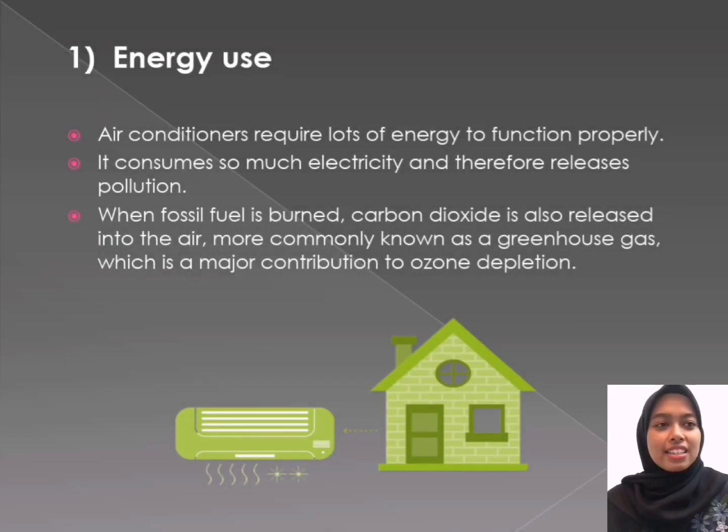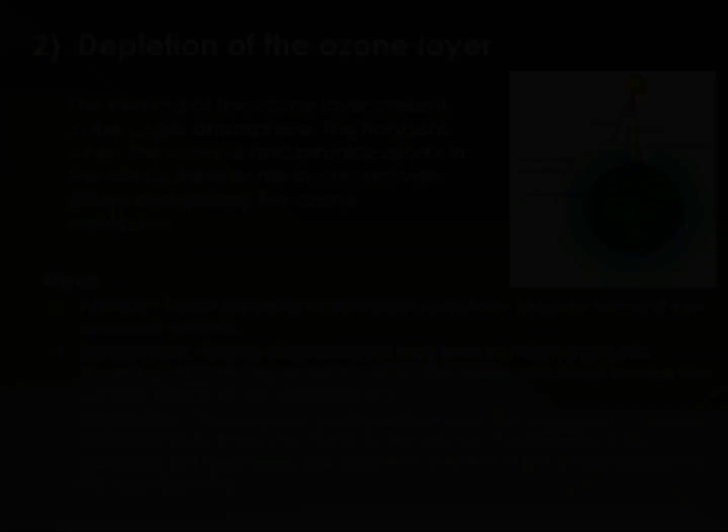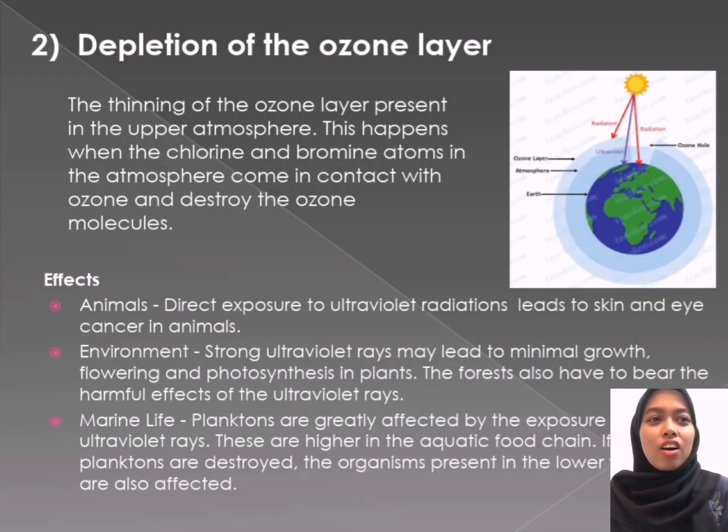First, energy use. Air conditioners require a lot of energy to function properly. They consume too much electricity and therefore release pollution. When fossil fuel is burned, carbon dioxide is also released into the air, more commonly known as greenhouse gas, which is a major contributor to ozone depletion. Second, depletion of the ozone layer.